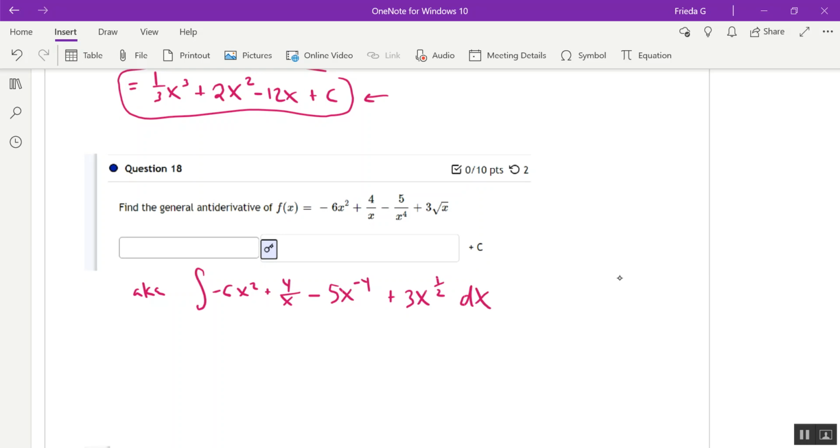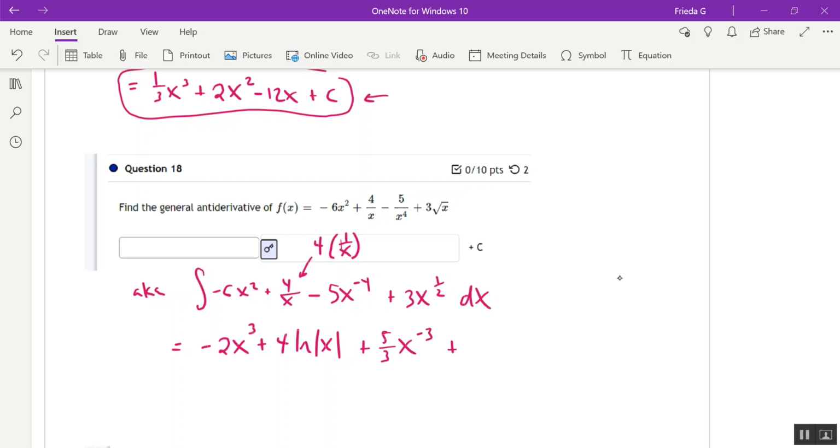Okay, and so this is going to be, add 1 to 2, you get 3. Negative 6 over 3 is negative 2, so negative 2x cubed, plus, think of this as 4 times 1 over x. The integral of 1 over x is ln of the absolute value of x, and the 4 is a constant, so it multiplies along. And then add 1 to negative 4 to get negative 3. Multiply negative 5 by 1 over negative 3 to get positive 5/3 x to the negative 3.